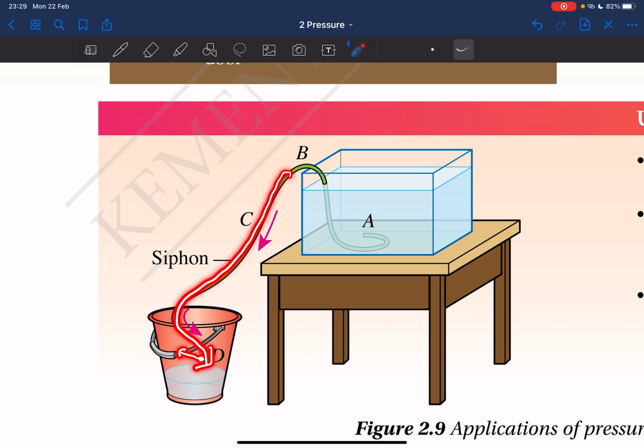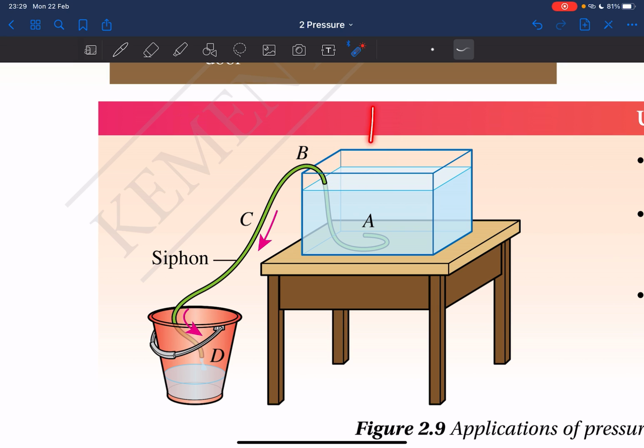Okay, when water is being pulled downward, it creates a vacuum here. This vacuum causes this region to have lower pressure. Due to the lower pressure, it gets lower as the water is being flown out through D. What happens is the atmospheric pressure that keeps on acting on every surface will push the water.